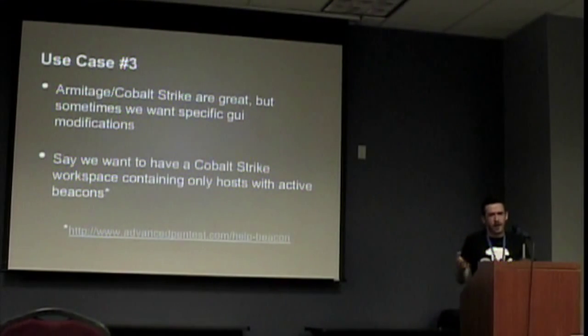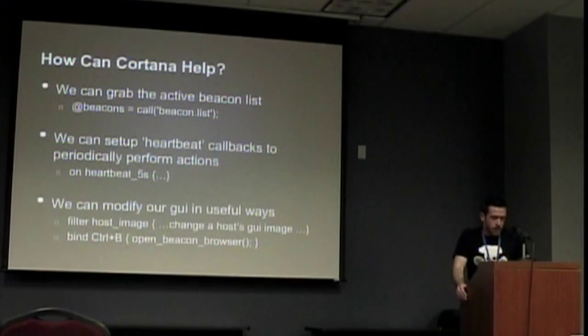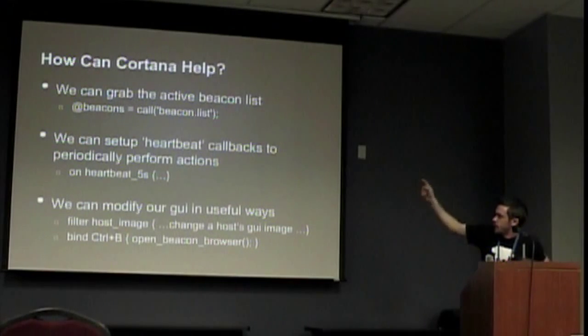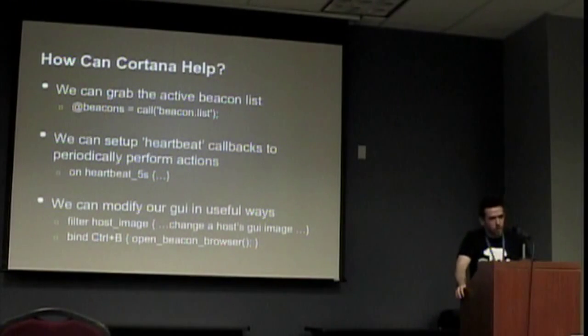So again, this is just an example, but you can do this for other things. If you only want to have hosts with a certain property, you can set this up to display those. Because we can interact with the full backend database, we can grab all these active beacons. Another cool little hook that Raphael has in Cortana is that you can set up heartbeat callbacks to perform specific actions on a regular basis. Like every 5, every 15, every 60 seconds, you can have the same action performed.